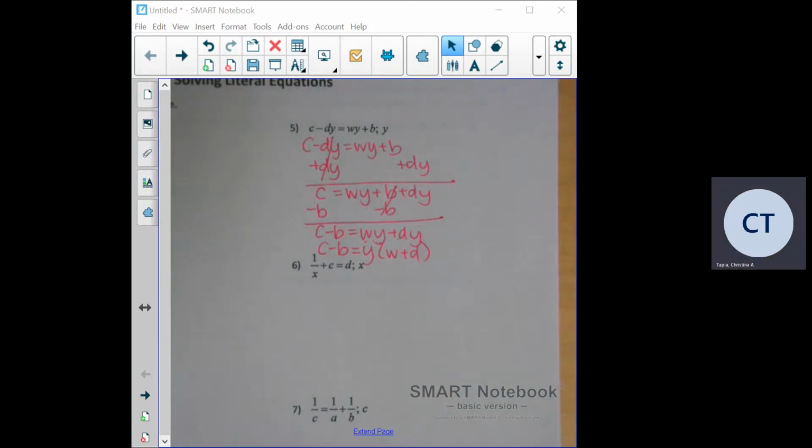So from here, what else can I do? I know distributing is what operation? What operation is distributing? Begins with the M.